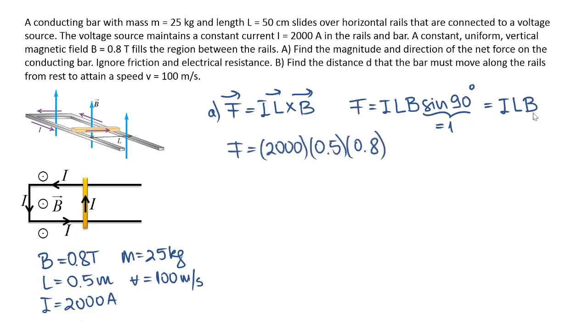All we have to do is replace each one of these quantities with its value. Current is 2000 amps, the length of the bar is 50 centimeters or 0.5 meters, and the magnetic field is 0.8 Tesla. This gives us a value of 800 newtons for the magnetic force acting on the bar. This magnetic force will be oriented to the right according to the right-hand rule.